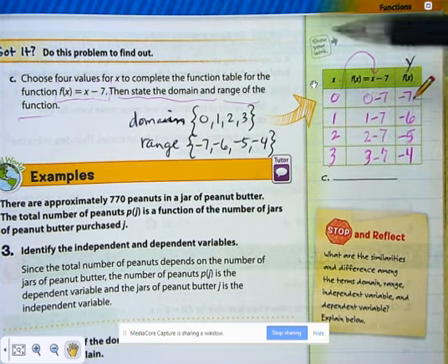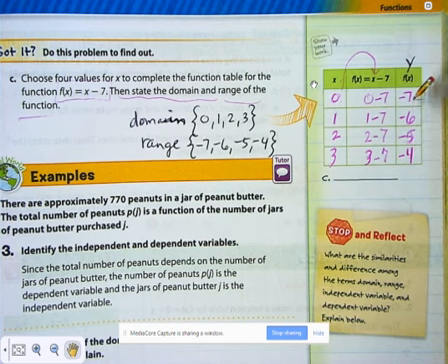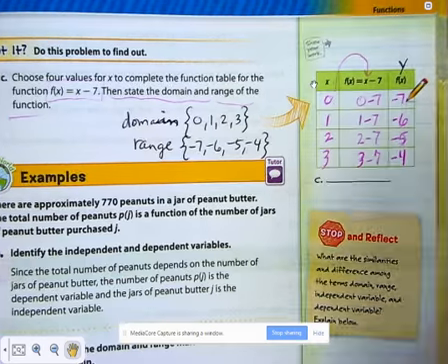Okay, so we created a function table. We picked 4 values for x. We plugged them into the input side and solved to get the output, and these are the same as our range, our y. Okay, we will practice more tomorrow.